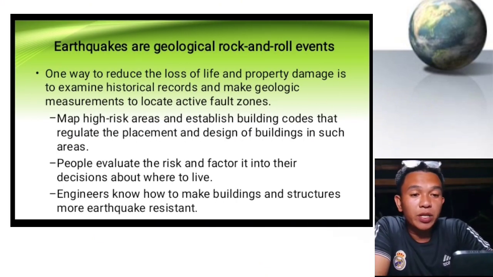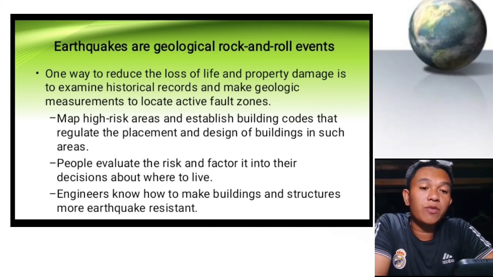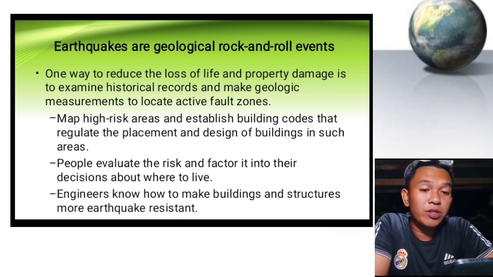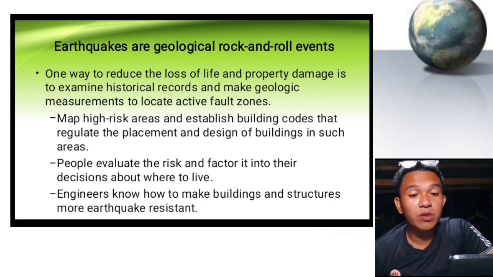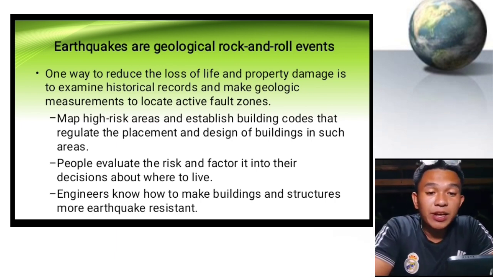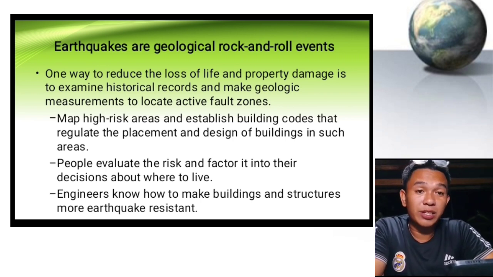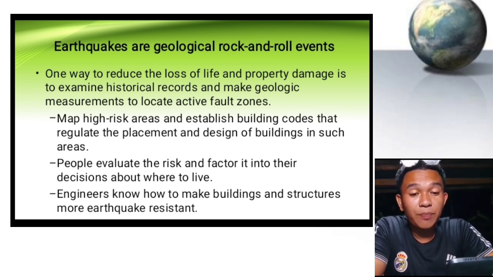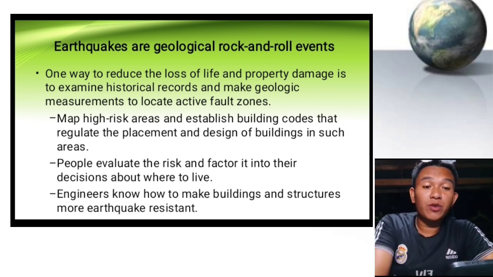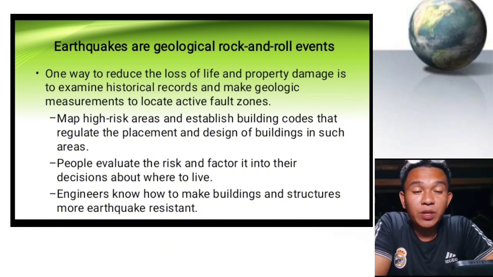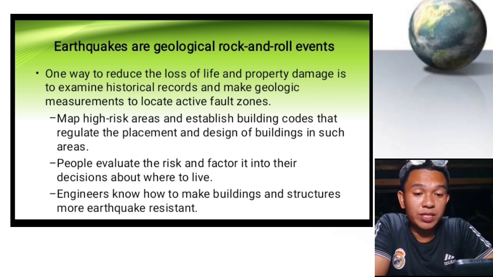Earthquakes are geological rock and roll events. One way to reduce the loss of life and property damage is to examine the historical records and make geologic measurements to locate the active fault zones. The first thing to do is map the high-risk areas and establish building codes that regulate the placement and design of buildings in each area. Next, people evaluate the risk and factor it into their decision about where to live. And next, engineers know how to make buildings and structures more earthquake resistant.